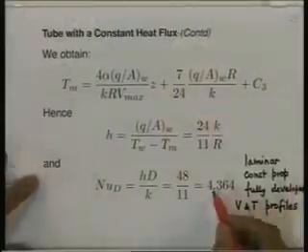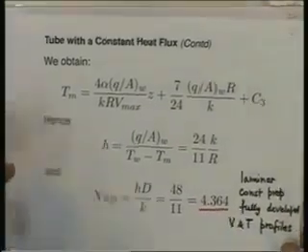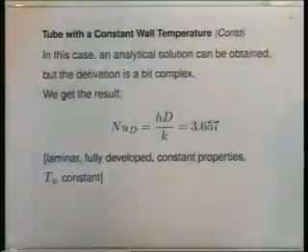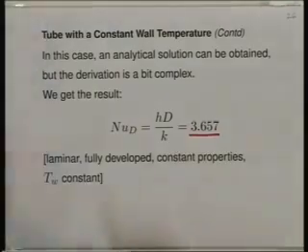All that we need to note is the result, and notice that the result is similar to that for the constant heat flux case. There the Nusselt number was 4.364. Now we have a lower Nusselt number, 3.657.